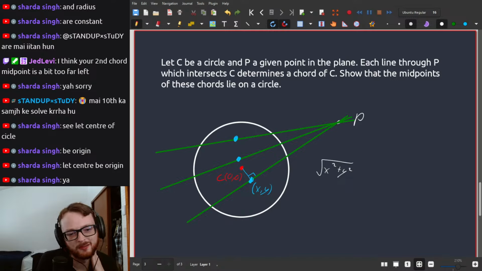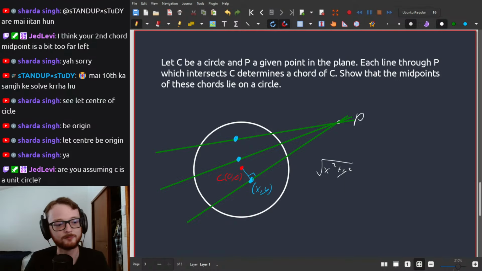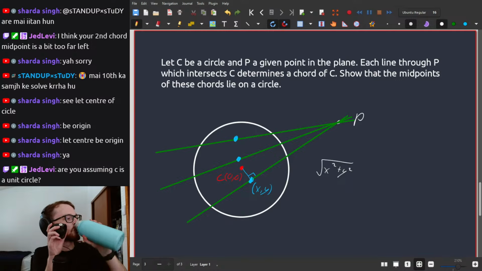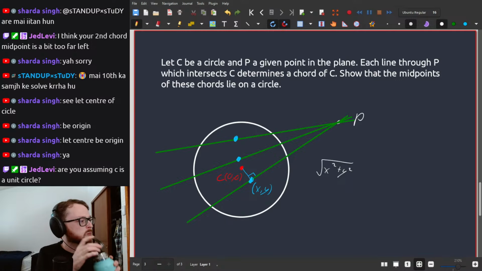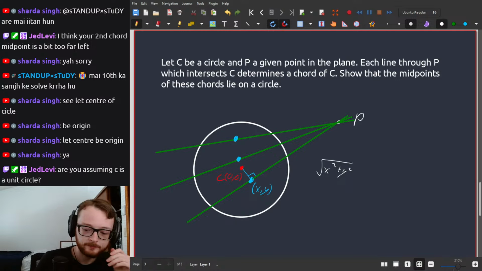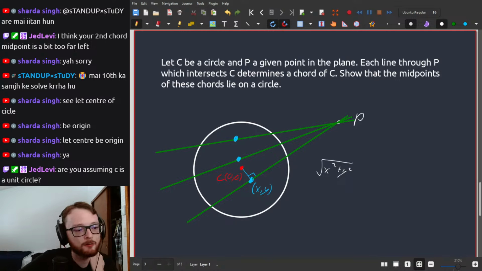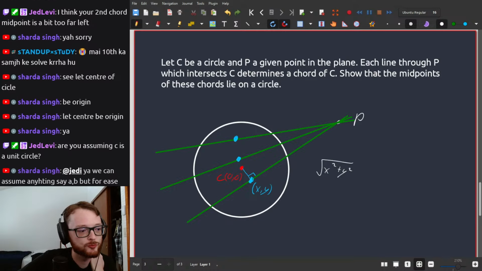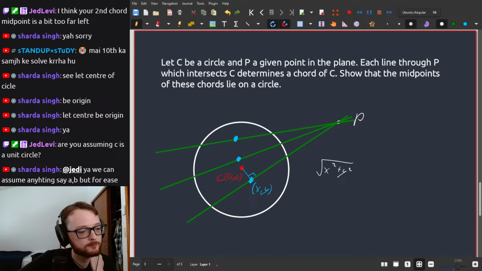I'm not sure what to do with that. We could probably assume that, Jed, and skip it and not lose generality. I haven't done any scaling though.